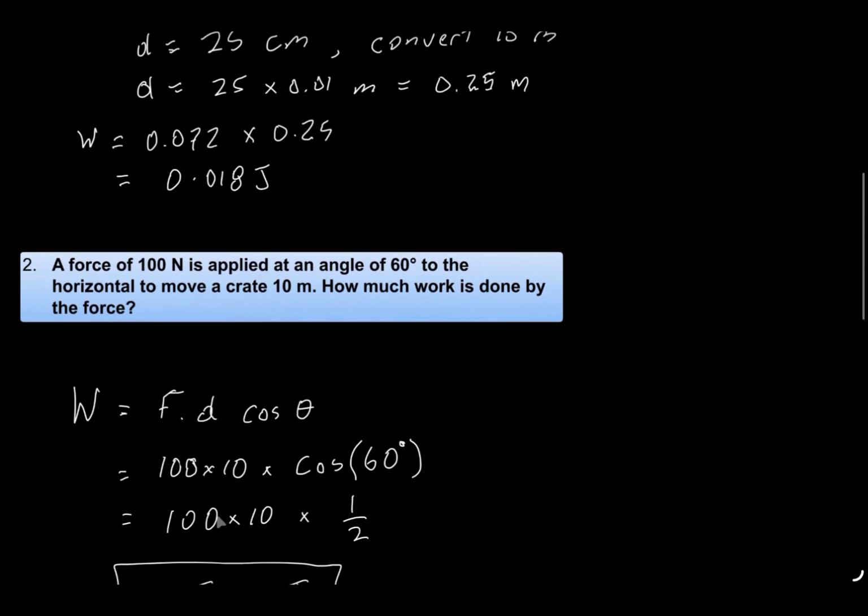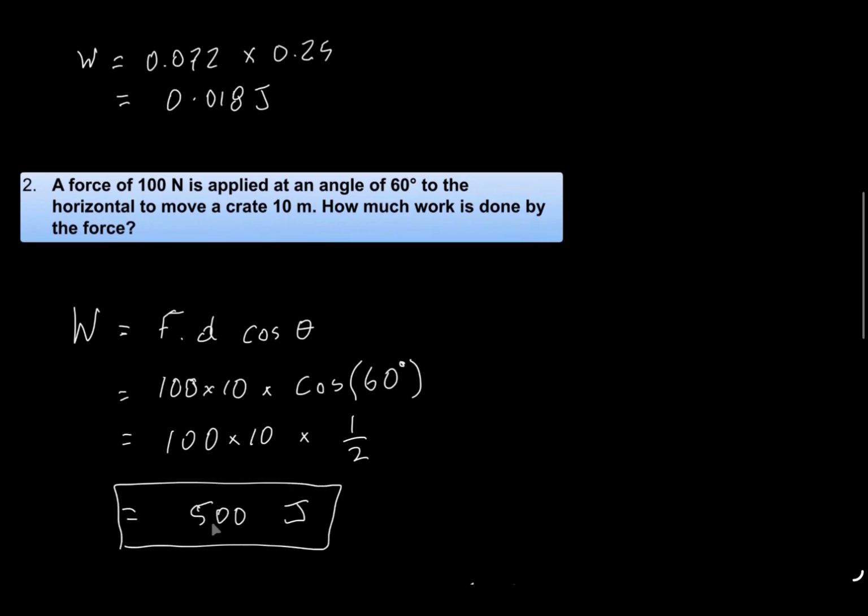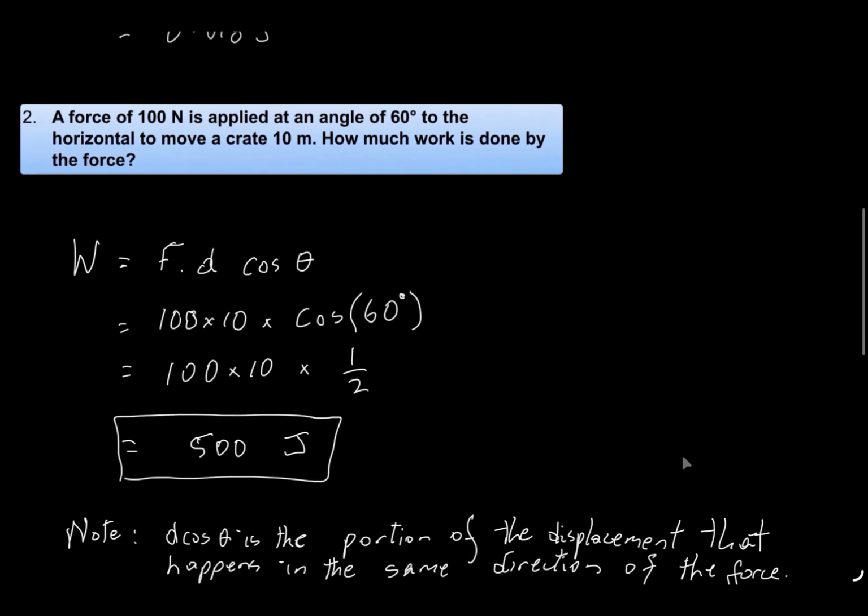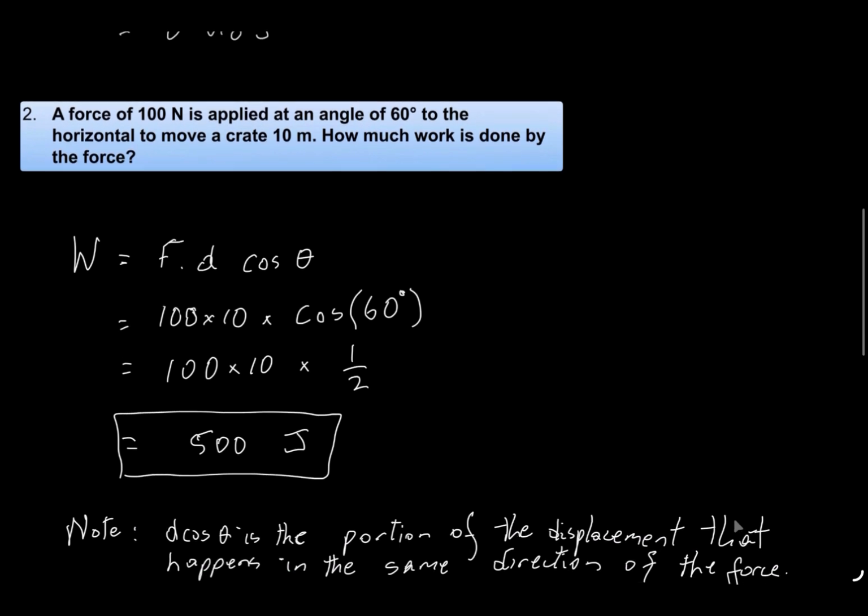So you're going to multiply 100 times 10 times 1/2, and that will give you 500 joules as your answer. Note here we said d cos theta is the portion of the displacement that happens in the same direction as the force. So once you are given a question where the force is applied at an angle, we need to use the cos theta in the formula, not just W equals FD, but W equals FD cos theta.